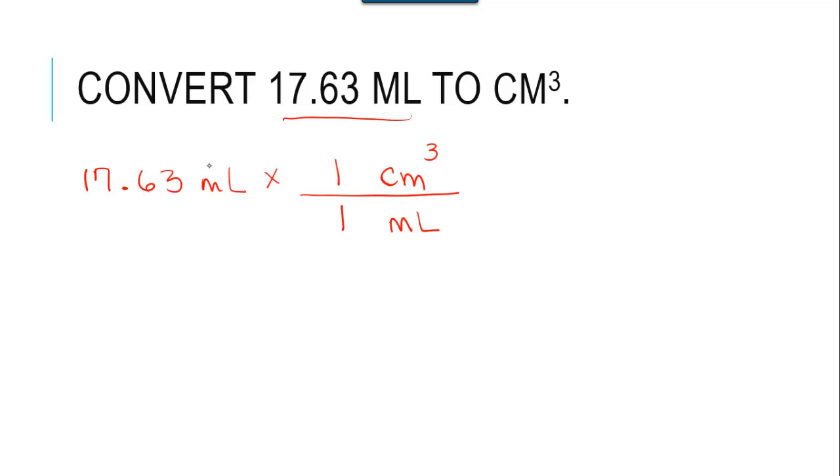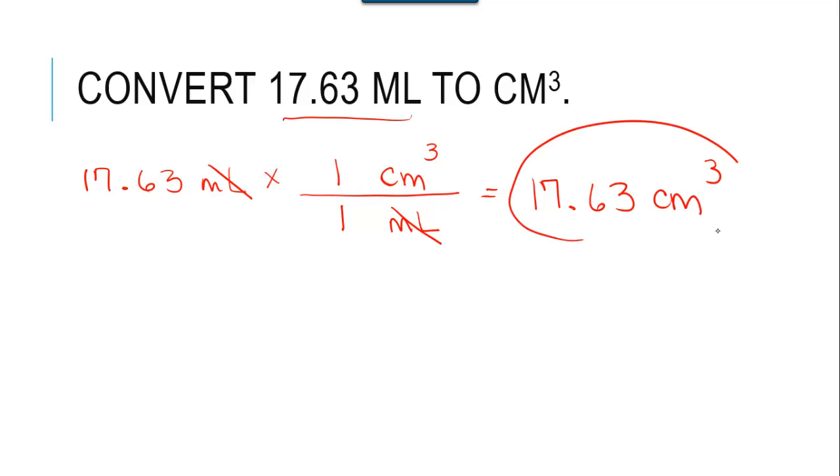My units cancel out, and when you do the math, you're multiplying by 1 and dividing by 1, so the answer is still 17.63, but the units now are centimeters cubed. So you might think to yourself, well, why did I even have to do that problem? Because it's the same answer. But remember, this is a factor label problem. It's not just the number, it's the number and the unit. So while the number didn't change, we did change our unit from milliliters to centimeters cubed. And sometimes that is what's necessary in a problem with a conversion.